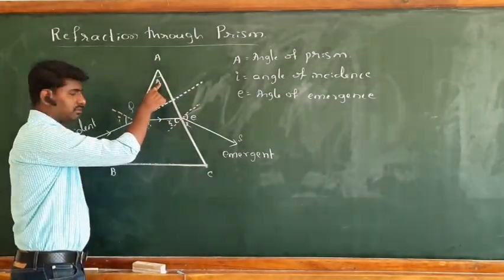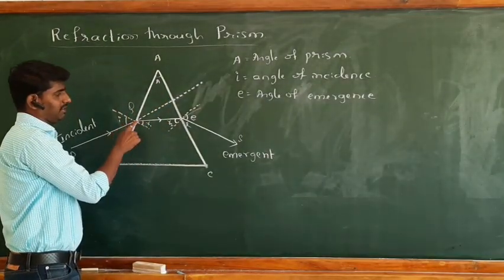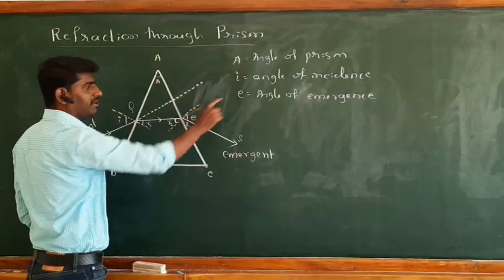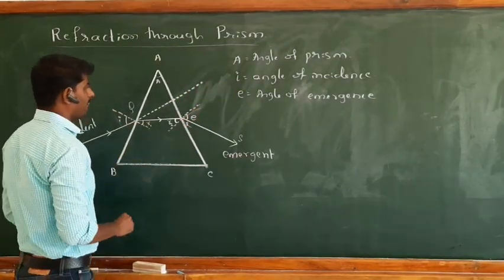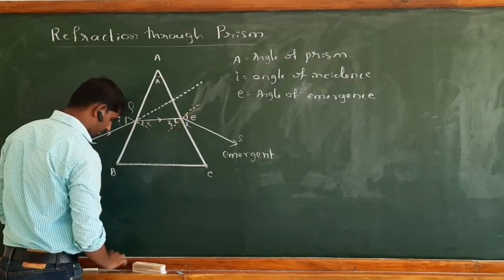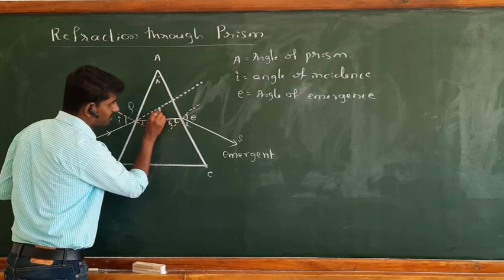Angle of prism, angle of incidence, and angle of emergence: these three points are very important. Then see here, if I extend the emergent ray backward, it seems like this.